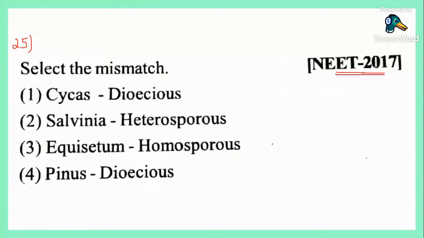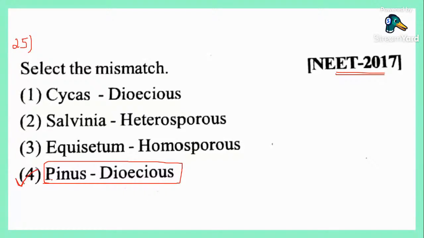Select the mismatch from the following. Very good. The correct answer is option number 4, which is Pinus. Pinus is not dioecious, it's monoecious. Cycas is dioecious, Pinus is monoecious.